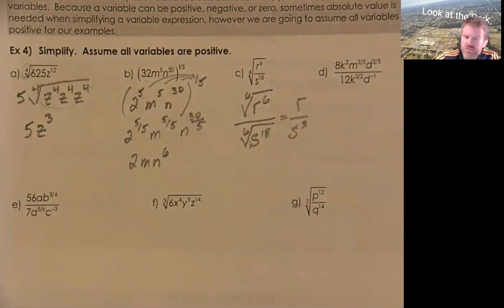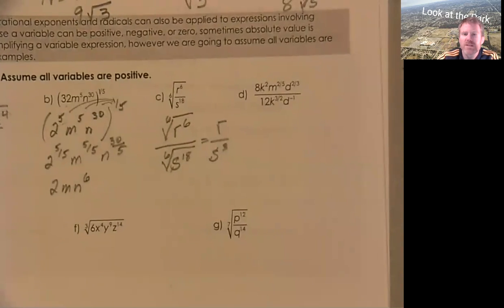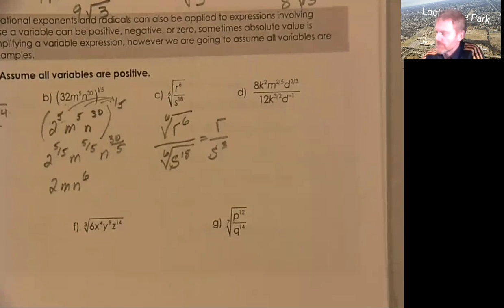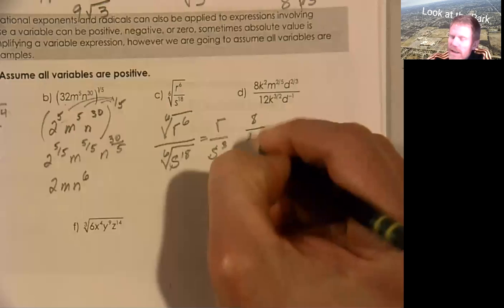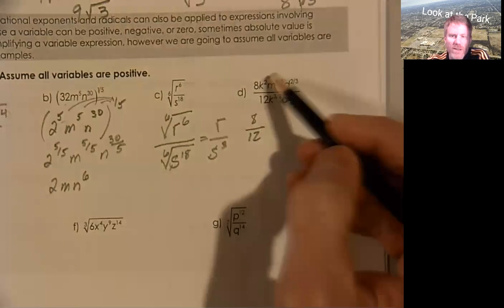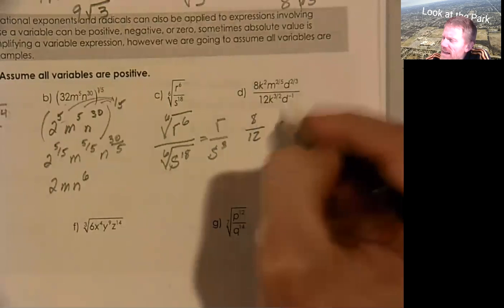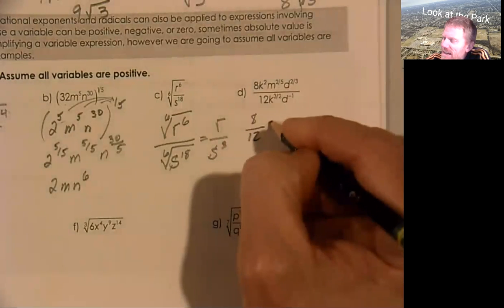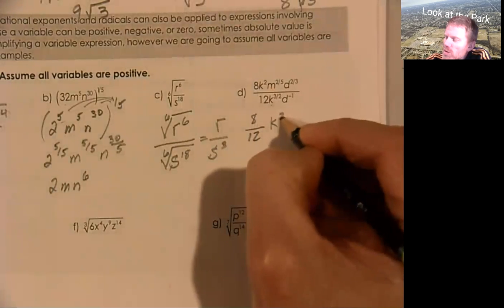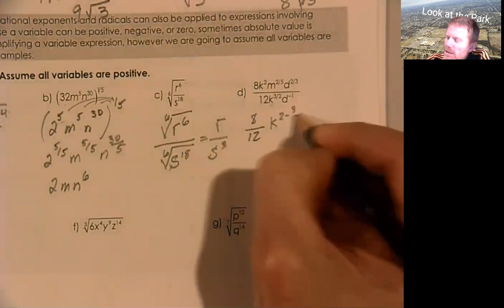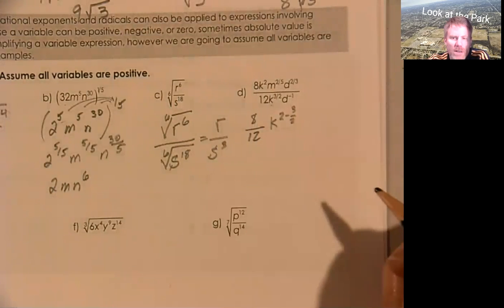Now, this one is crazy. This one's a little insane. You just got to take your time and you do what's there. You only work with the letters that are the same, kind of your like terms. So the 8 and the 12, they're their like terms. I have K on top and bottom. So that means that we are going to subtract exponents. When they're on top and bottom, you subtract the exponents.